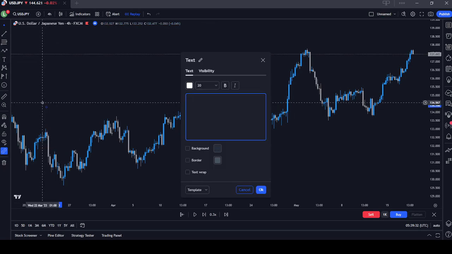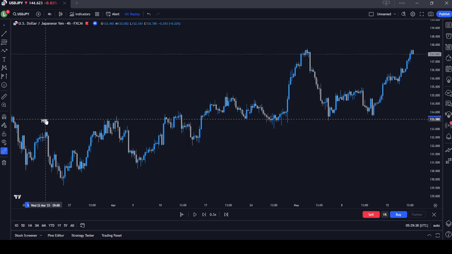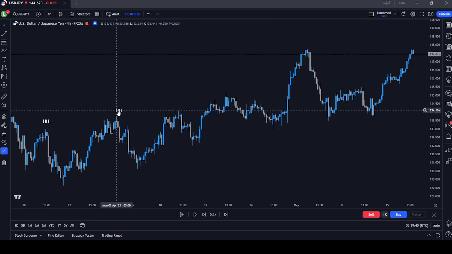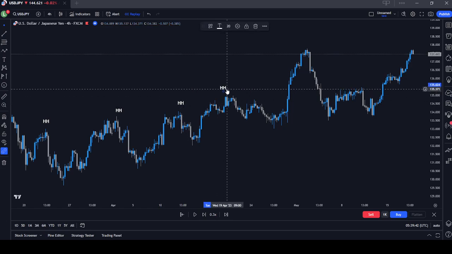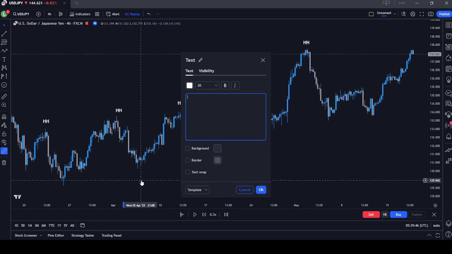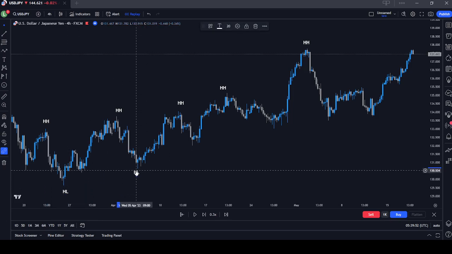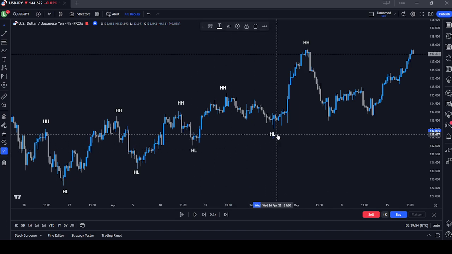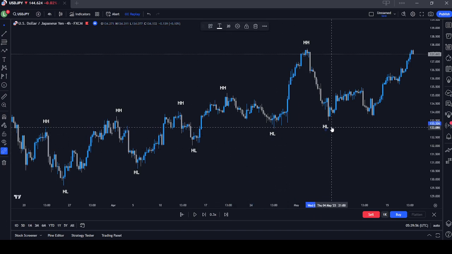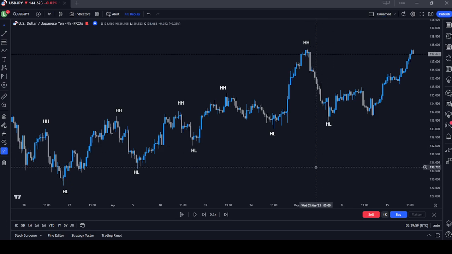Okay, so I want us to identify our properties and rules. We have our high highs at the top side, and at the bottom side, what do we have? We have our higher lows. Simple as that. You can see price is creating our higher lows.